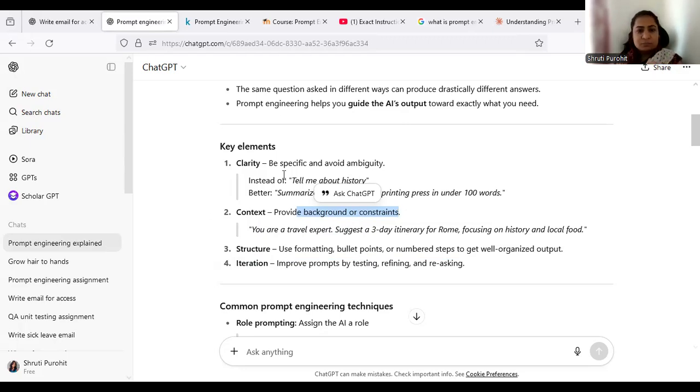Clarity. Rather than that, it gives you the example: tell me about history. Summarize the history of the printing press. So which kind of history? Be clear, be specific if you want a correct answer.